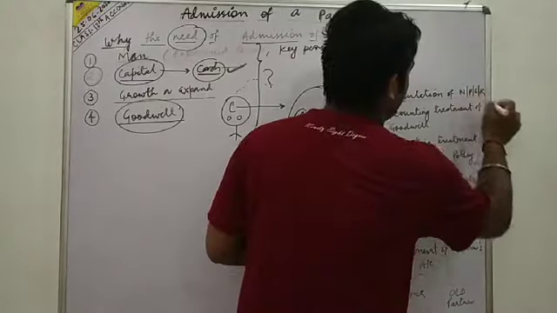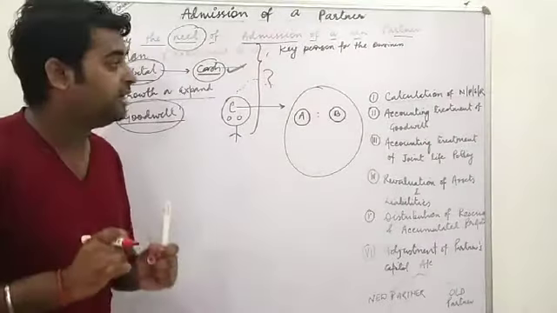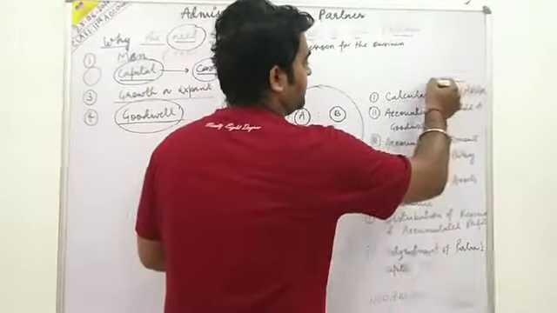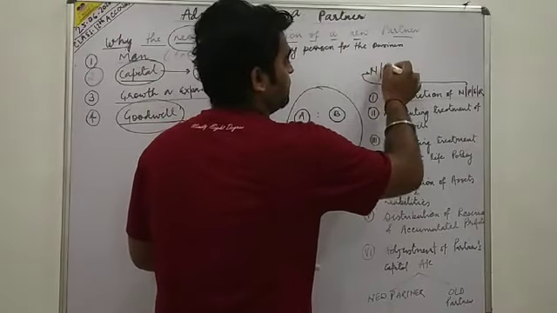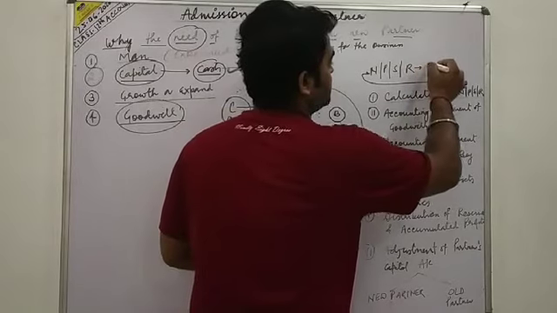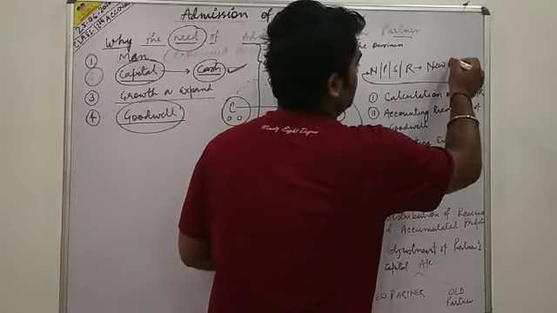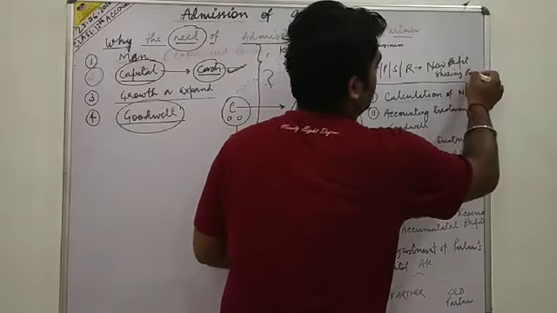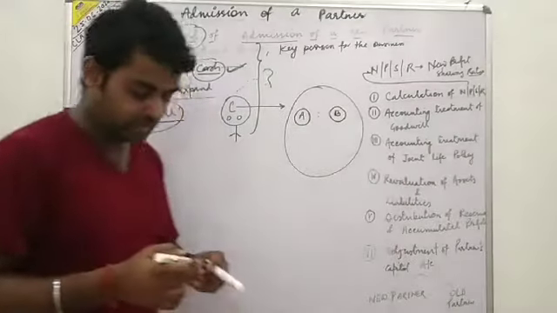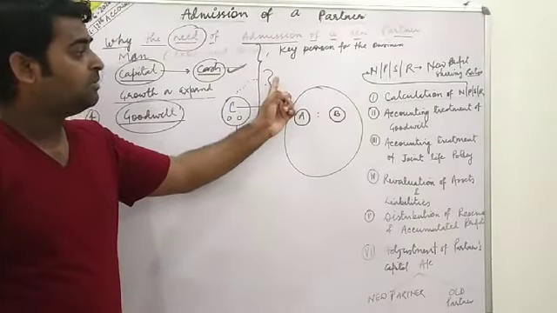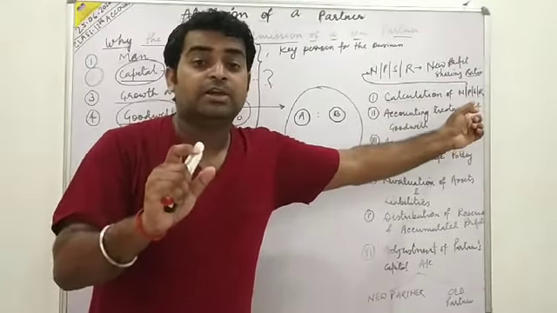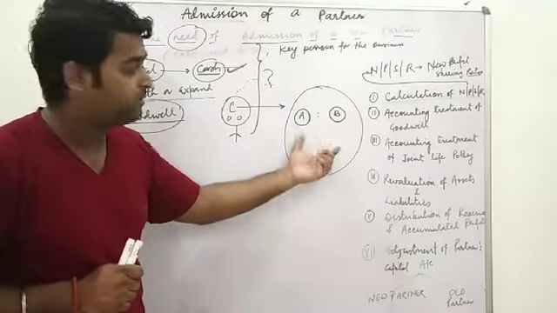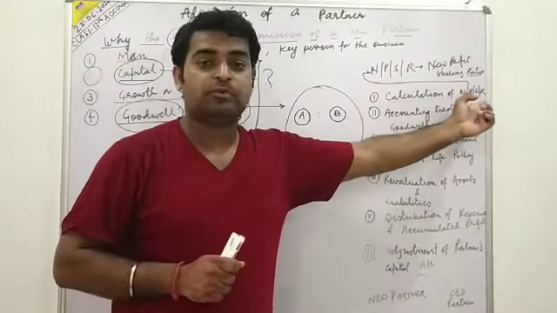Calculation of net profit sharing ratio. I have written NPSR here. NPSR means new profit sharing ratio. C will think about what percentage of profit he will get. So the first question that will arise when the new partner comes in the partnership firm is the calculation of the new profit sharing ratio.